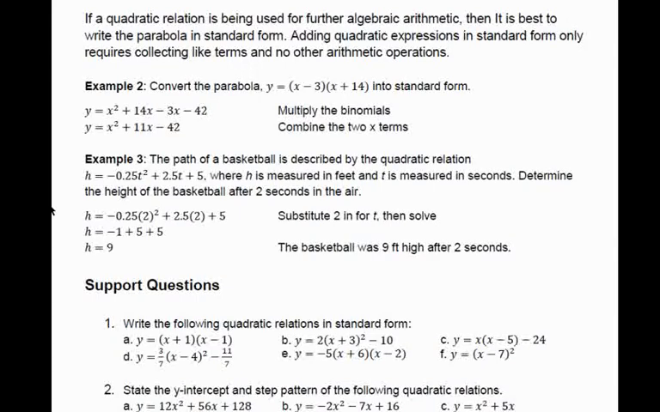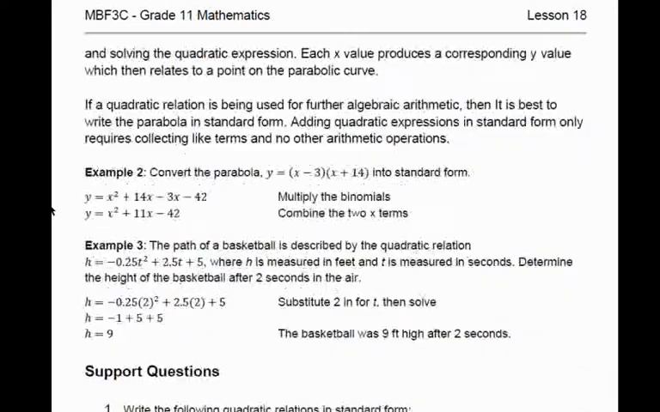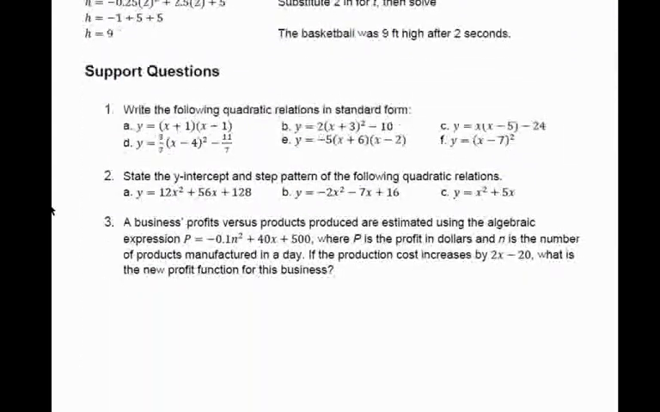An application type question for example 3, here it says that we have the path of a basketball described by a quadratic relation in standard form, and we're asked to determine the height of the basketball after 2 seconds in the air. So we just substitute 2 in for t, simplify, and we end up with our answer, which is 9 feet high after 2 seconds.